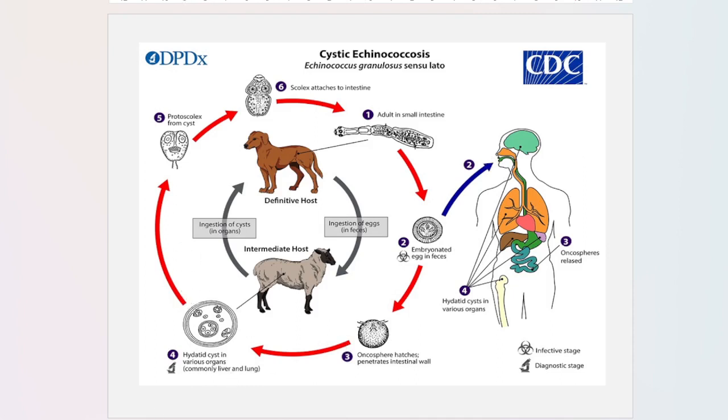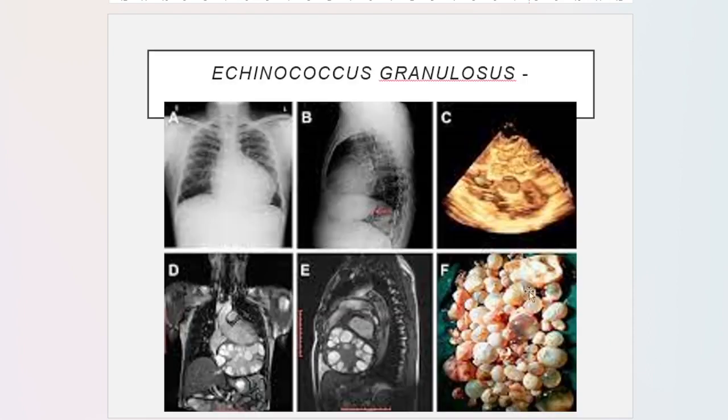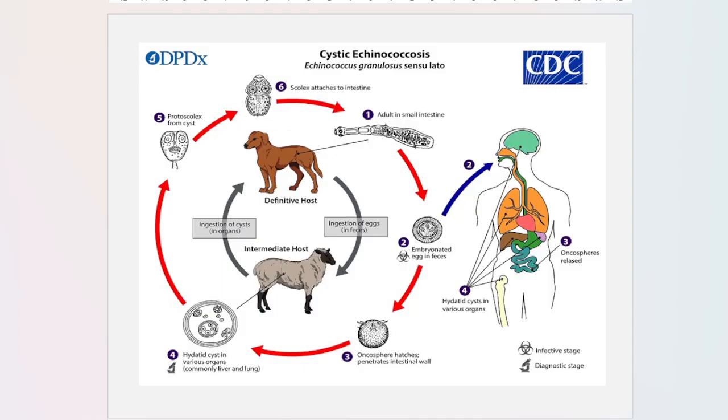And then the oncosphere developed into a hydatid cyst that enlarges gradually, producing protoscolices and daughter cysts that fill the cyst interior. Yun na yung ganito hanggang dumami na siya. So, definitive hosts become infected by ingesting.